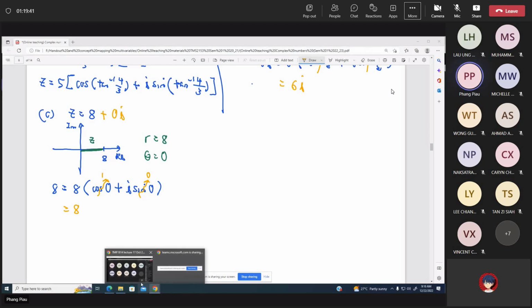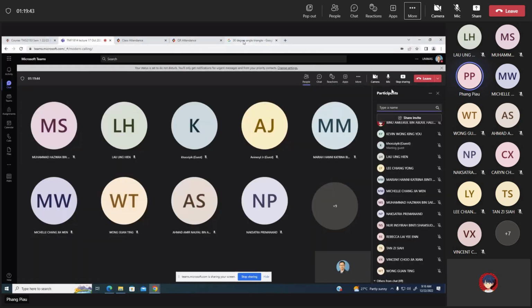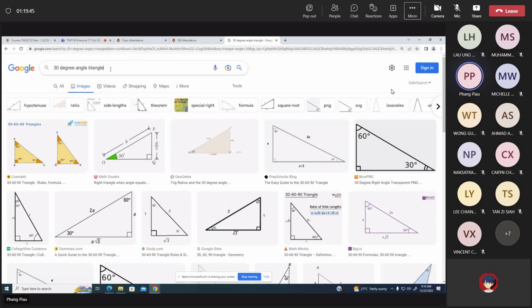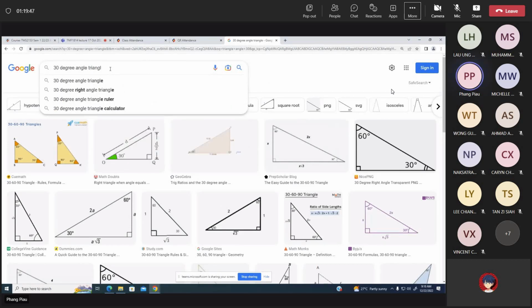You may wonder about the application of this complex number in computer science.